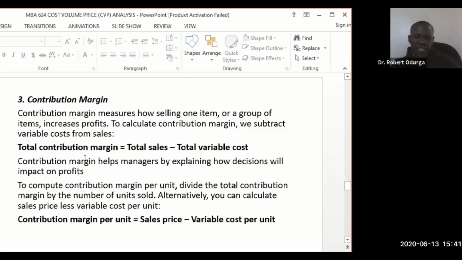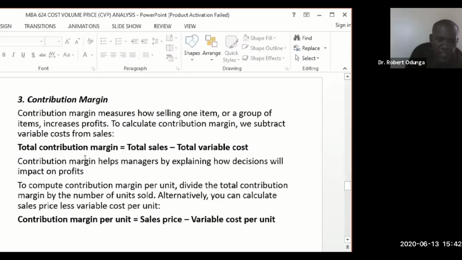Contribution margin helps managers by explaining how decisions will impact on profits. So we can use this to determine the effect of probably increasing sales on our profit, or increasing production level or volume of products. When you produce more, what effect will it have on our profit? So this is why it's important that we compute the contribution margin, and therefore the formula for that is given there.